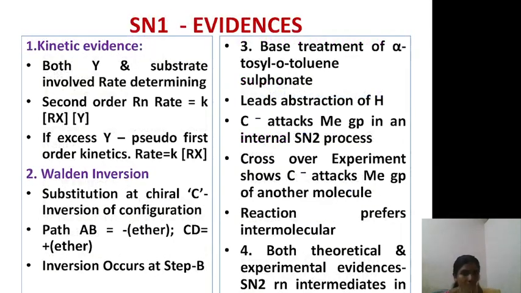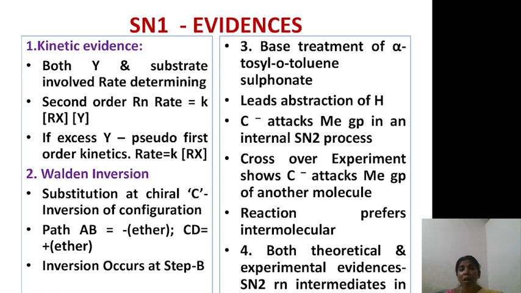And another thing, SN1 carries the following types of evidence also. So the first one is kinetic evidence, having both nucleophile and substrate involved in the rate determining step. That is also called the slow step. So it also follows second order kinetics. So reaction rate is equal to the rate constant times the concentration of RX and the concentration of nucleophile. So if excess nucleophile is provided, that is also known as pseudo first order kinetics.